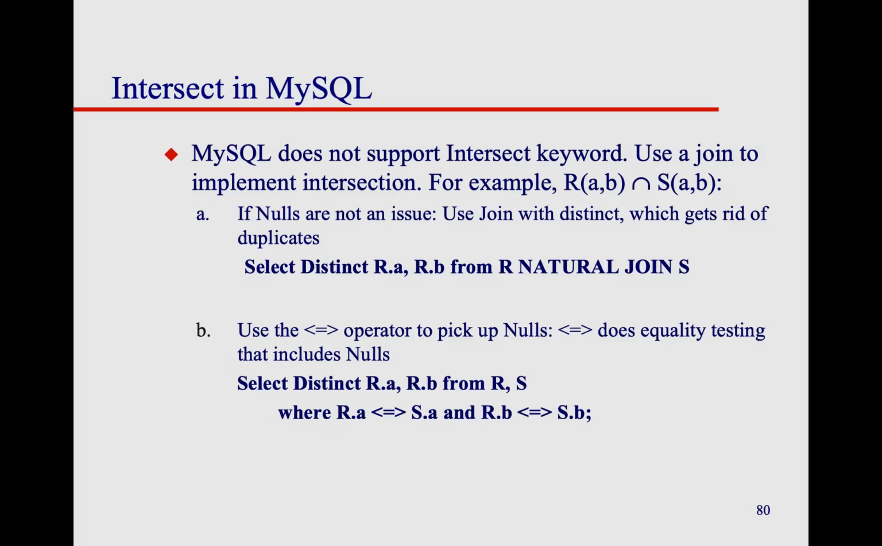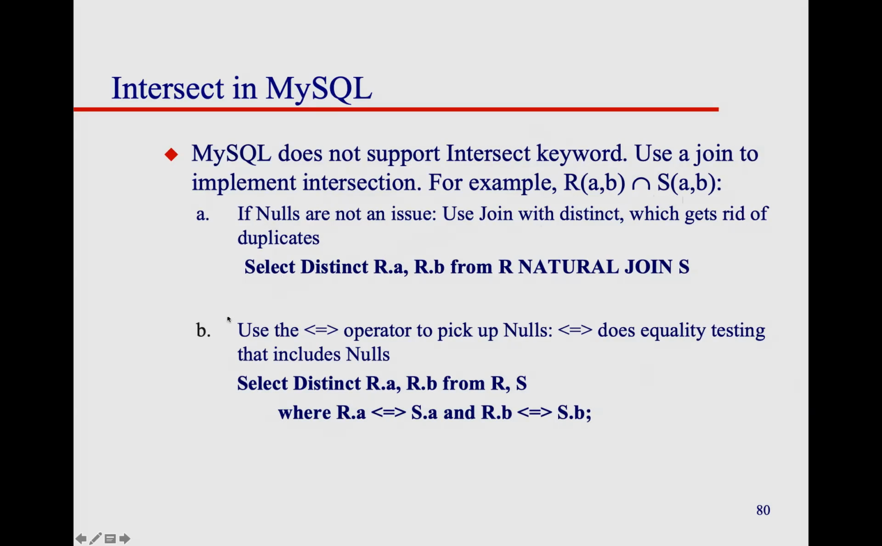So there's two ways that you can write an intersection in MySQL. Suppose you have two relations, R and S, and the common attributes are A and B. You want to do an intersection and get all the tuples from R and S that agree on the attributes A and B. If nulls are not an issue, then you can use a natural join, because a natural join is essentially intersection.